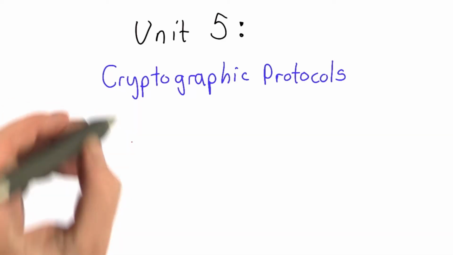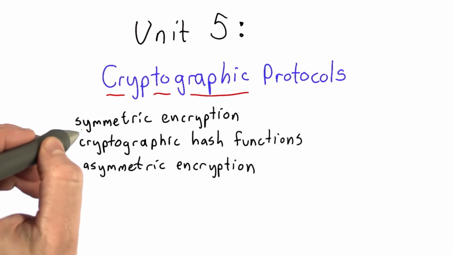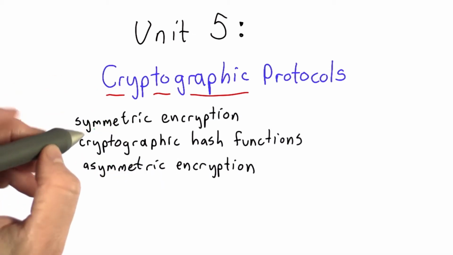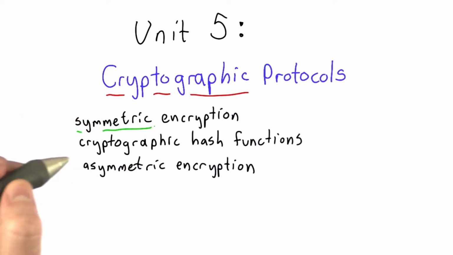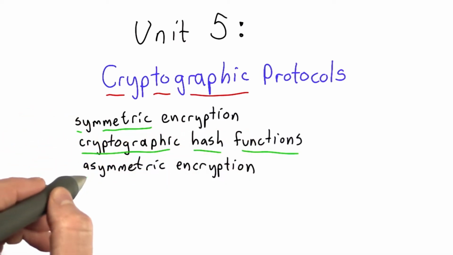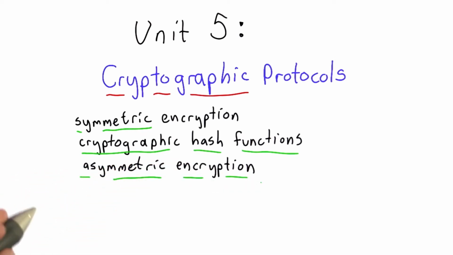Welcome to Unit 5. The main topic for Unit 5 is cryptographic protocols. We're going to look at ways to use the things that we've seen in the previous 4 units to solve problems. So we'll be using symmetric encryption, we'll be using cryptographic hash functions, and we'll be using asymmetric encryption to solve problems. And the main problem we're going to solve is how to authenticate between a client and a server.